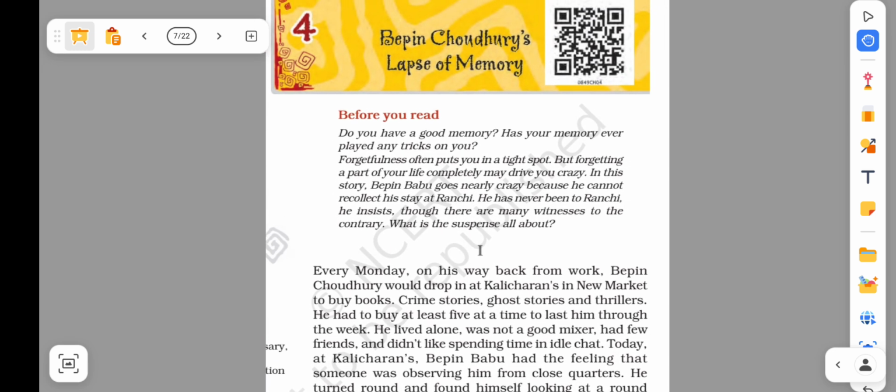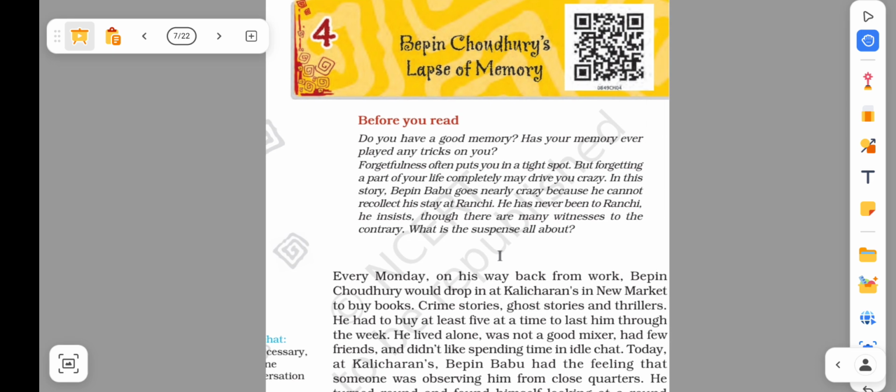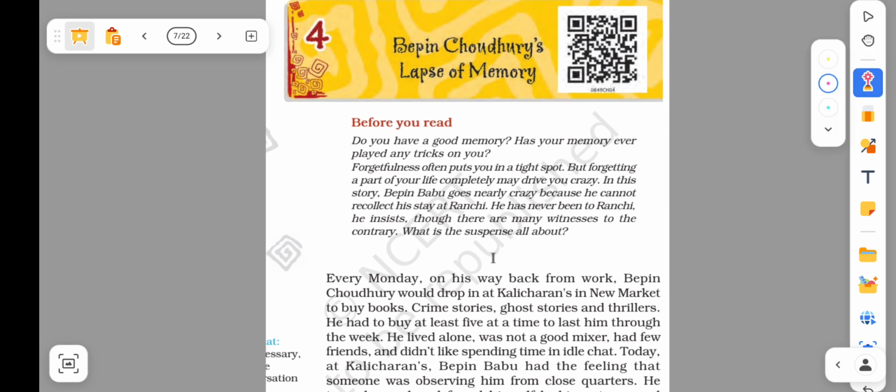Lapse of memory. So first thing we need to understand is what is the meaning of lapse of memory. Okay, lapse of memory means loss of memory, you can say, or it's about Bipin Chaudhury's memory. Let's see. Before you read, let's read this. Do you have a good memory? So here the writer is asking about our memory, whether we have a good memory or not.